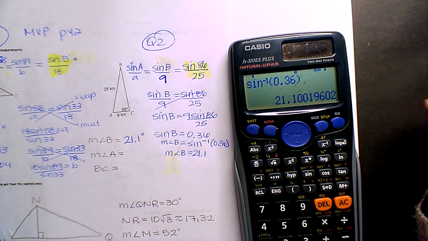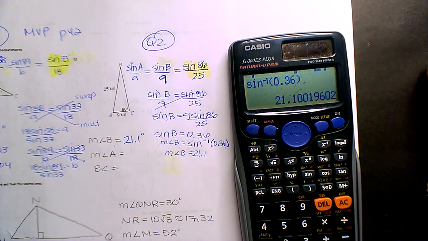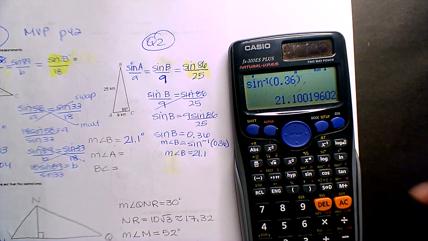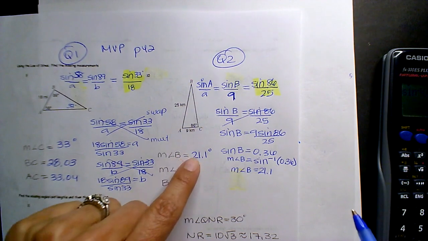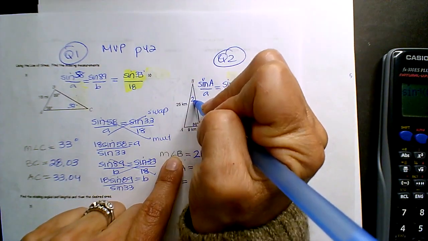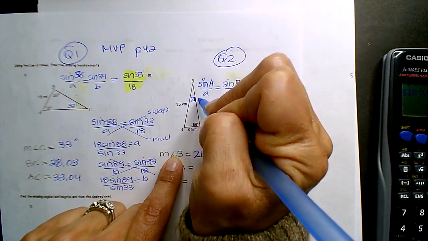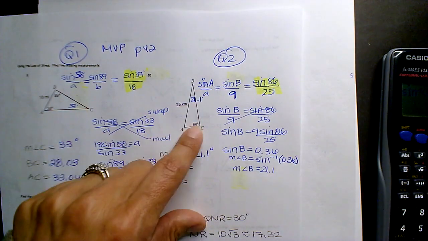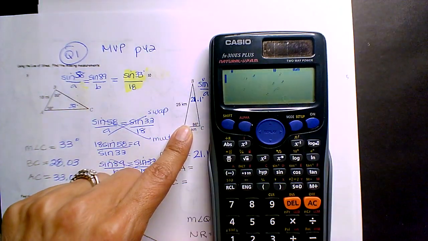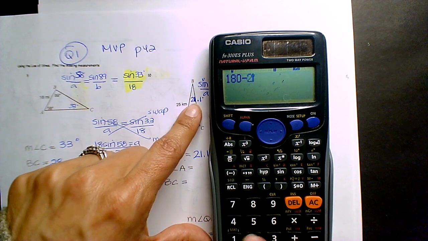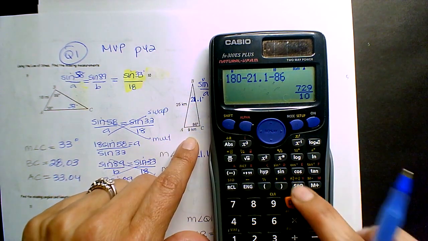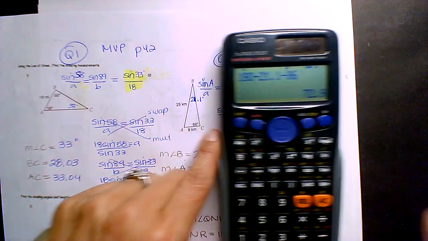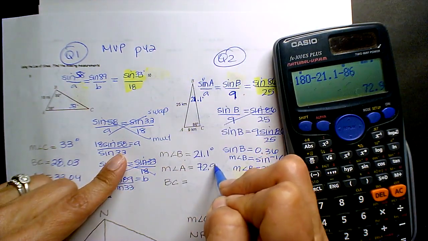Right? Garbage in, garbage out. Like I keep telling you guys, if you put trash in the calculator, it's going to give you a trash answer. Okay, so now, here we go. If we go back to here, let's see. If this is 21.1 degrees, and this is 86, and all triangles are 180, right? What's 180 minus 21.1 minus 86? You get 72.9. And so that's why this one then is 72.9 degrees.